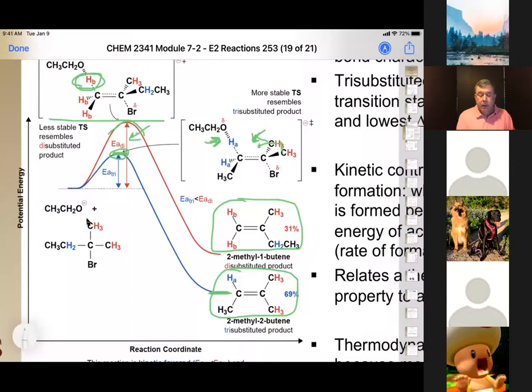But look, it also has a lower activation energy. Lower activation energy means faster, so it's also the kinetic product. It's the kinetic and the thermodynamic product. So that's why it's heavily favored in the reaction.